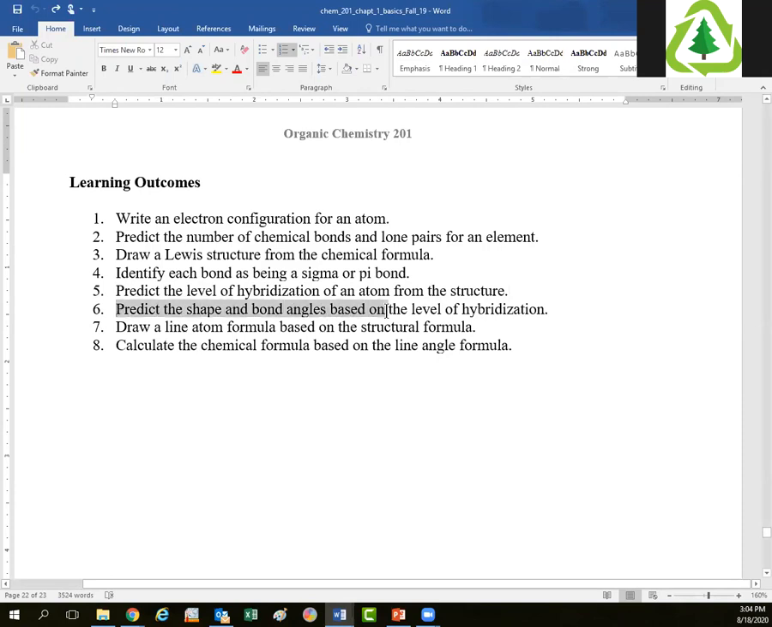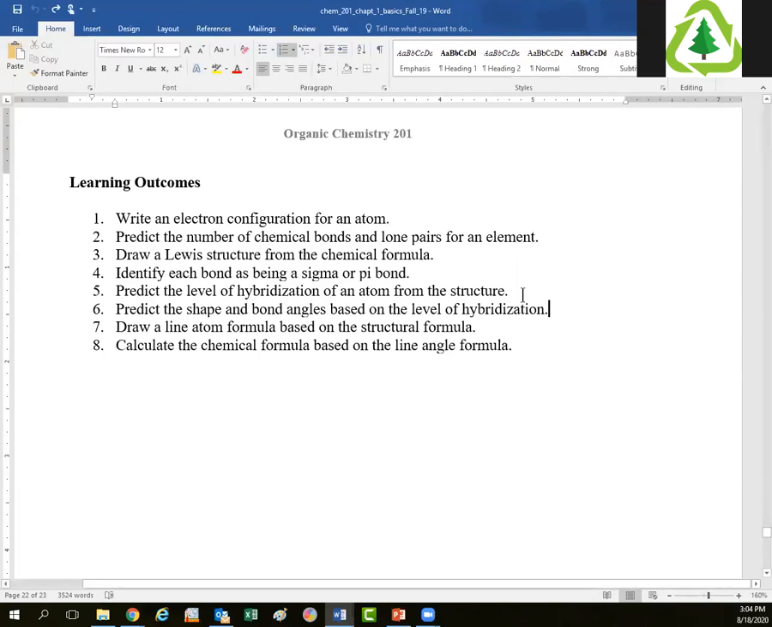You should be able to predict its shape and bond angles based on that hybridization. So for sp3, that was tetrahedral, with a bond angle of 109.5 degrees, we said. For sp2, that was trigonal planar, with a bond angle of 120 degrees. And then for sp, that was linear, because those two atomic orbitals, making two hybrid orbitals, stretch out onto opposite sides of the carbon, making the molecule linear through the carbon at that point.